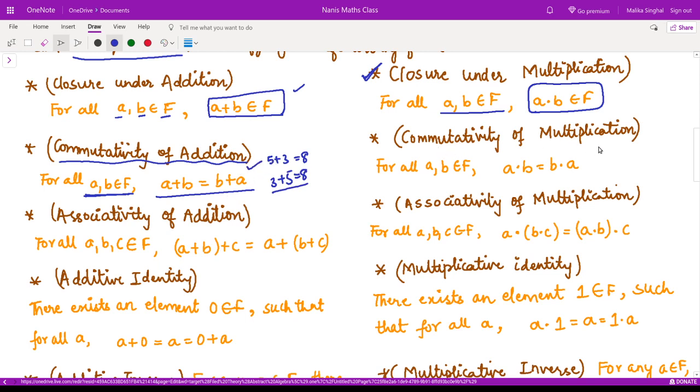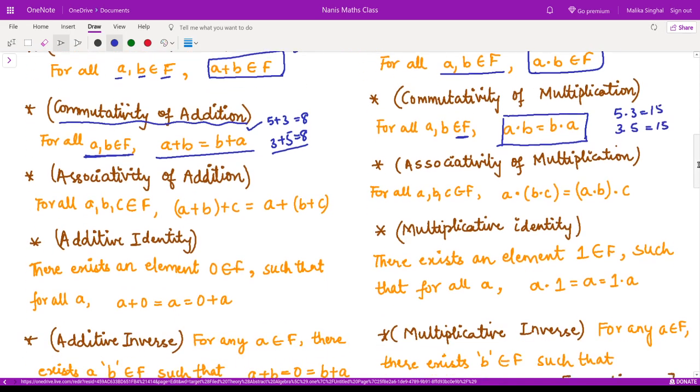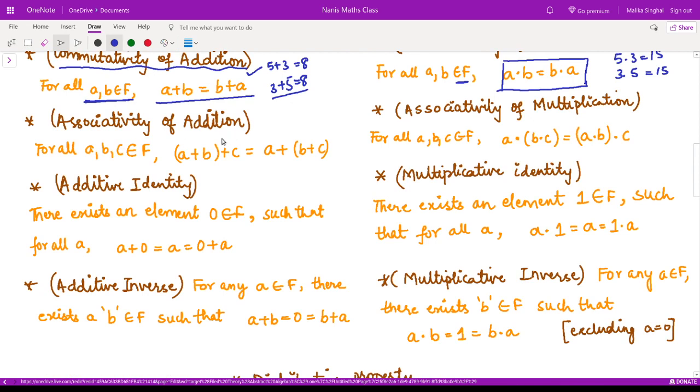Next, commutativity of multiplication. That means if you take any two elements from the set F, then the multiplication is also commutative. If you multiply A by B or B by A, you'll get the same result, as in 5 into 3 would be 15 and 3 into 5 would again be 15, right? Then the associativity of addition. That means if you take any three elements in F, the grouping does not matter. If you add A and B first and then add C to it, or you add B plus C first and then add A to it, you'll get the same result. That is the associativity of addition, right?